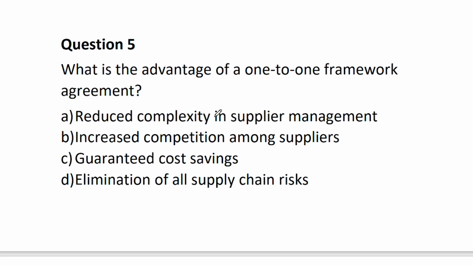What is the advantage of a one-to-one framework agreement? It reduces complexity in supplier management. Increases competition? It's one, so there is no competition. Guaranteed cost, no. Eliminating risks, nope. So it's reduced complexity in supplier management because you're just dealing with one supplier. The first one is you, the second one is the supplier. Or the first one is the buyer. Sometimes you're not the buyer.